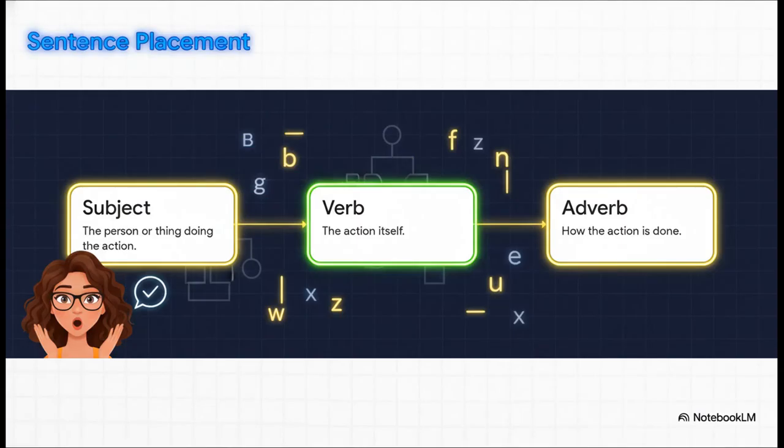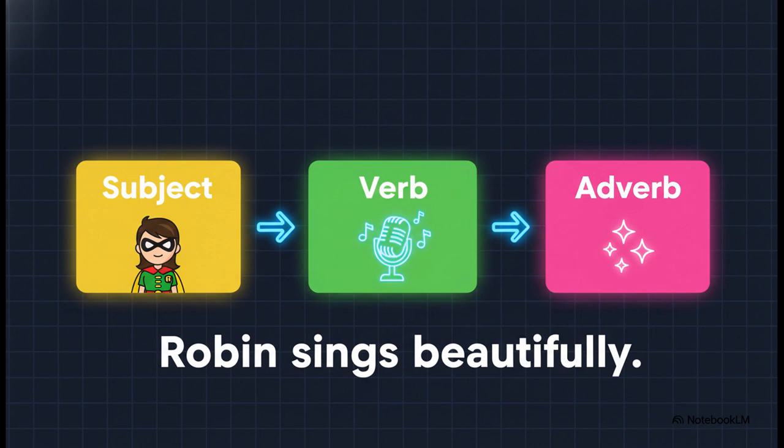Okay, so you've got the words, but where do you put them in a sentence? Well, the most common place, the basic recipe, is super simple. You go subject, then the verb, and then the adverb. Step 1, step 2, step 3. Let's look at an example. Think about Robin from How I Met Your Mother. Who are we talking about? Robin. That's our subject. What does she do? She sings. That's our verb. And how does she sing? Beautifully. That's our adverb. Subject, verb, adverb. See? Robin sings beautifully. It just flows.